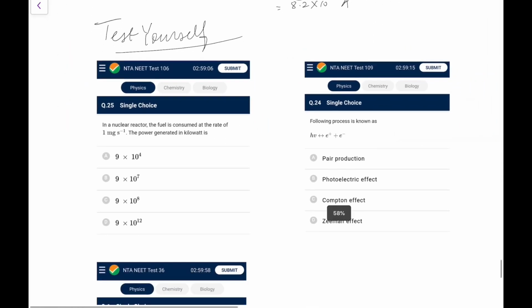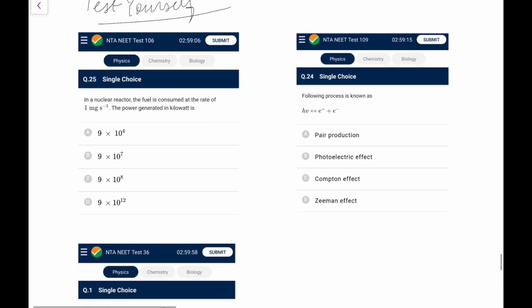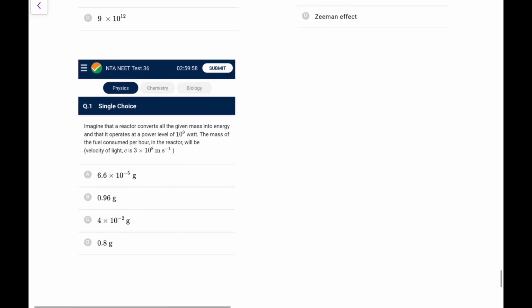Now the last ones for you to test yourself. Check these questions, take a screenshot of these two, and then take a screenshot of this.